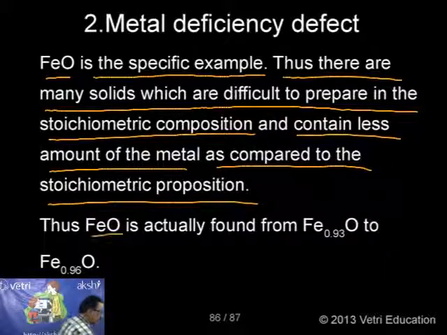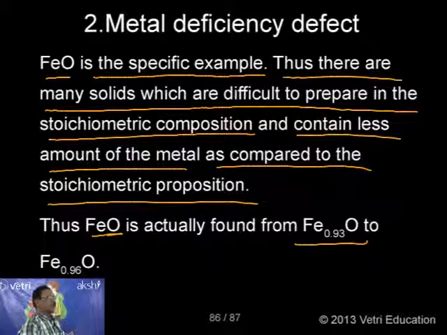Thus, FeO, ferrous oxide, is actually found as Fe0.93O to Fe0.96O. Instead of a 1:1 ratio, the ratio of iron to oxygen is less than 1. So what is the ratio? It will be 0.93 to 0.96. So in this case, the amount of metal compared to the stoichiometric proportion is comparatively less than the non-metal.